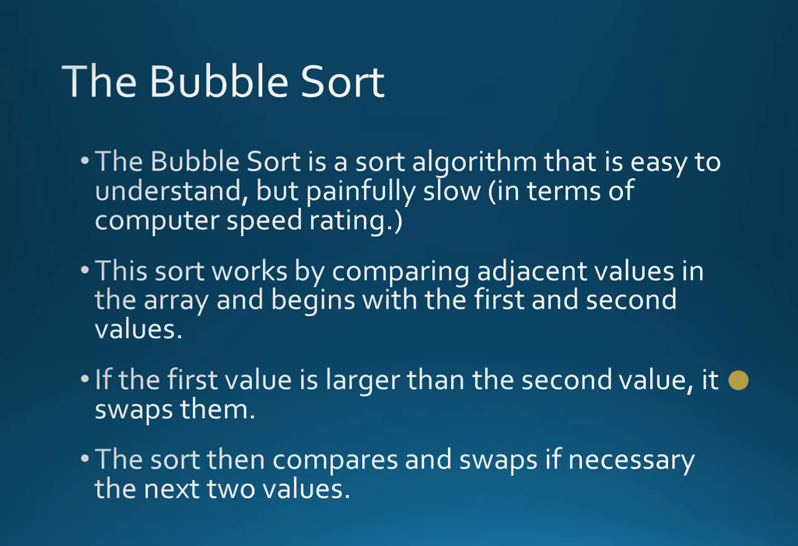Briefly, let's talk about the bubble sort. It's a pretty simple sorting algorithm. I don't know that it's painfully slow, but it's slow. It works by comparing adjacent values. What does that mean? It compares the value at 0 and the value at 1. If the value at 0 is larger than the value at 1, it swaps them. The sort then compares and swaps if necessary the next 2 values. So it basically continues one by one going through the array.